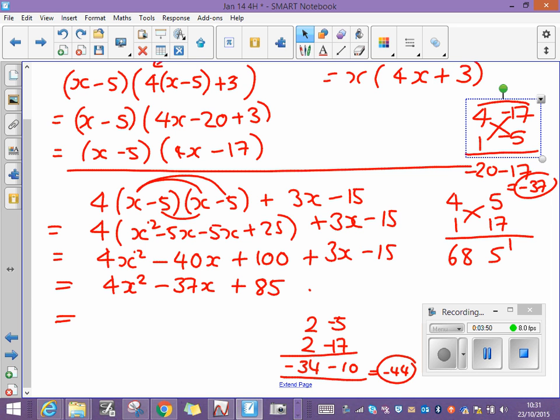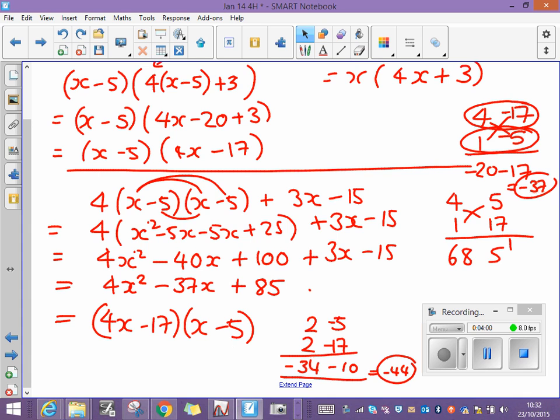So my brackets then are going to be 4x minus 17 for one of the brackets, and the other bracket is x minus 5. Now that's the same as I got by the previous method, but this is a lot slower.